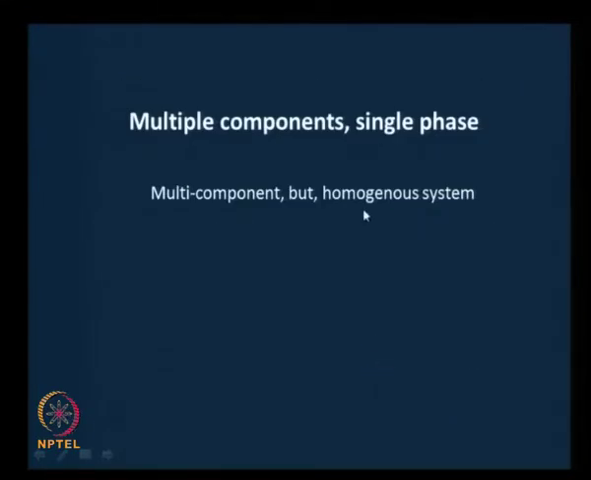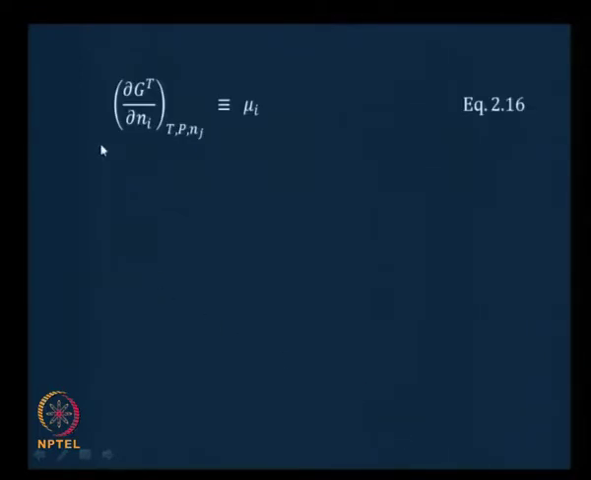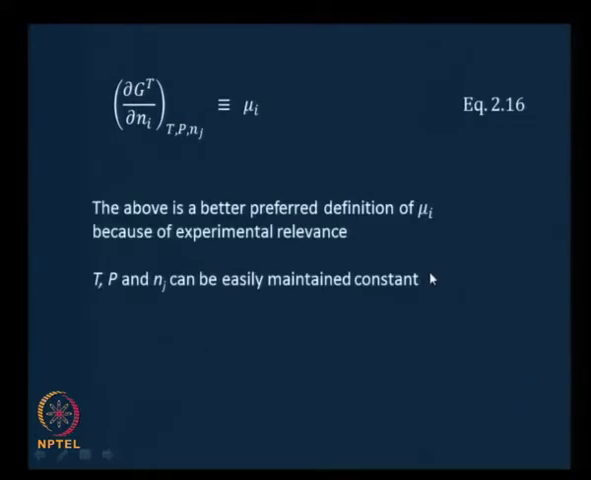Then we looked at multi component single phase systems, or multi component homogeneous systems. We said n1 would be the number of moles of component 1, n2 would be the number of moles of component 2, and so on. And we saw this very fundamental definition: ∂Gt/∂ni at constant T, P, nj is defined as the chemical potential. This is pretty much the way it is predominantly used, although there could be other definitions of the chemical potential, because it is much easier to keep T, P and nj constant while doing an experiment to probably measure this.